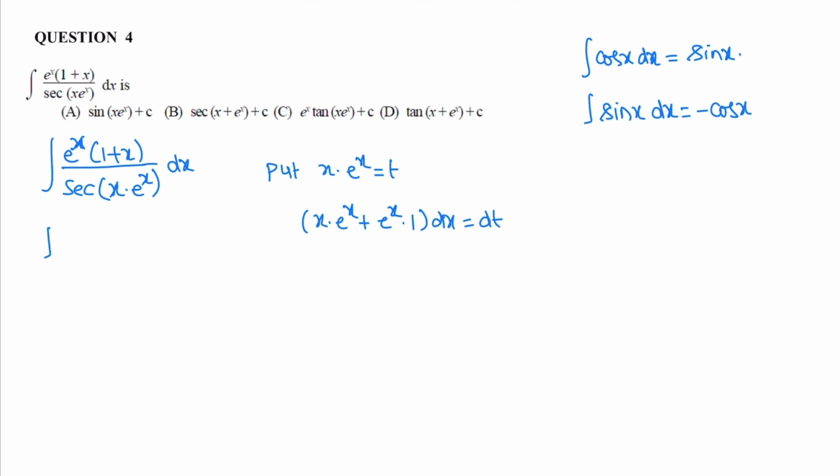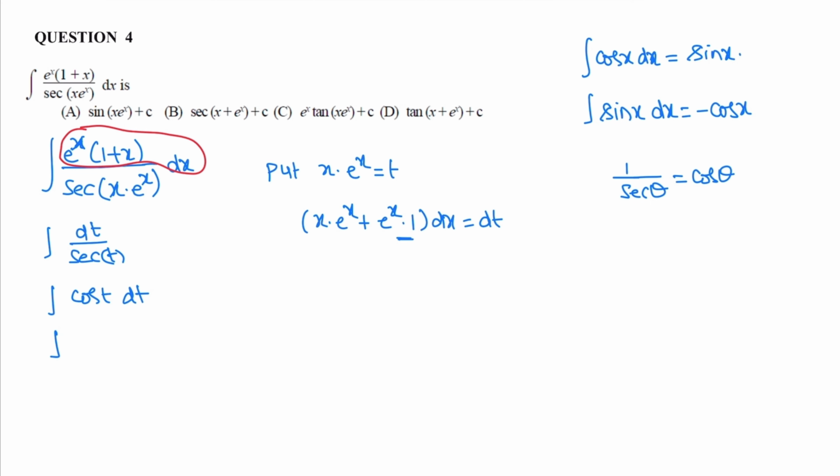Now x into e power x, so this complete term, this complete numerator is replaced with dt by secant t. So 1 by secant theta is cos theta. So now it will become integral cos t dt.